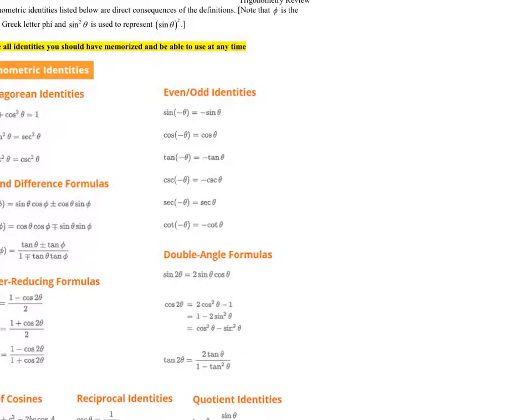Odd functions where you can bring the negative out in front are sine, tangent, cosecant, cotangent. Even functions where the negative becomes a positive are cosine and secant.